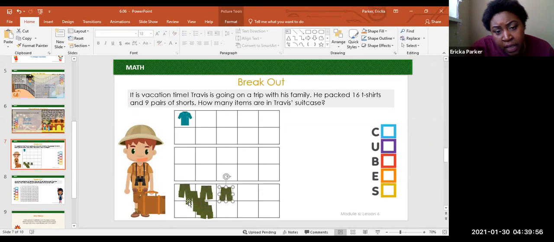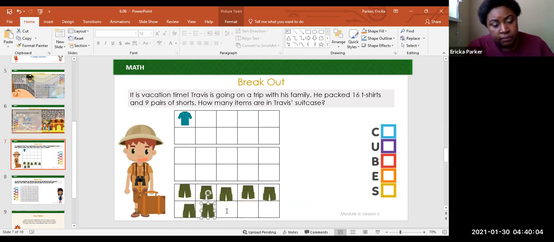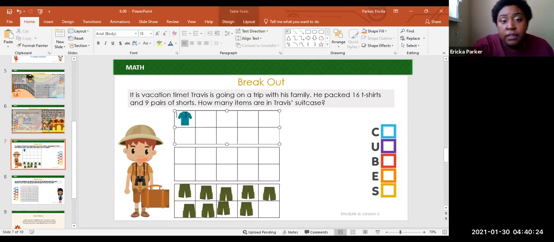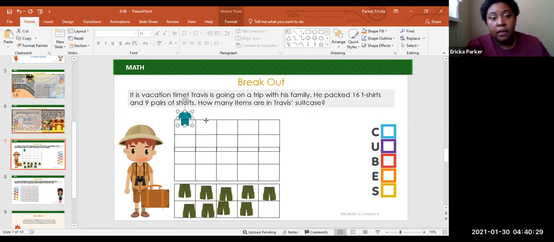That is 1, 2, 3, 4, 5, 6, 7, 8, 9. All right. And he has how many shirts? Can somebody tell me how many shirts he has? 16. So they didn't give us any shirts. So let me see. Let me move this out of the way.